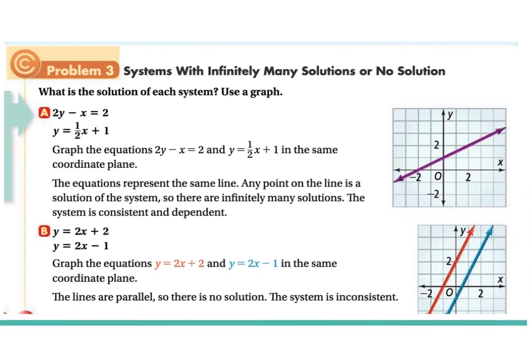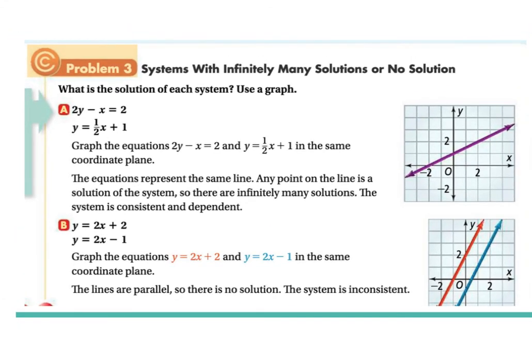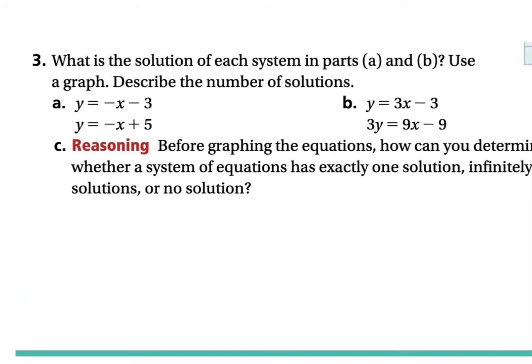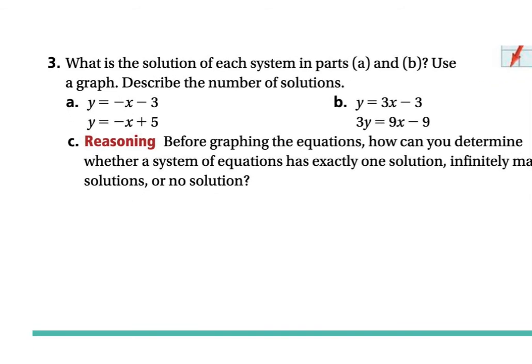So whenever the two lines are the same, infinitely many solutions. Whenever they are parallel, so they have the same slope, but they're not the same line, no solution. Okay. We're going to do an example. So what is the solution of each system in parts A and B? And use a graph. Describe the number of solutions.